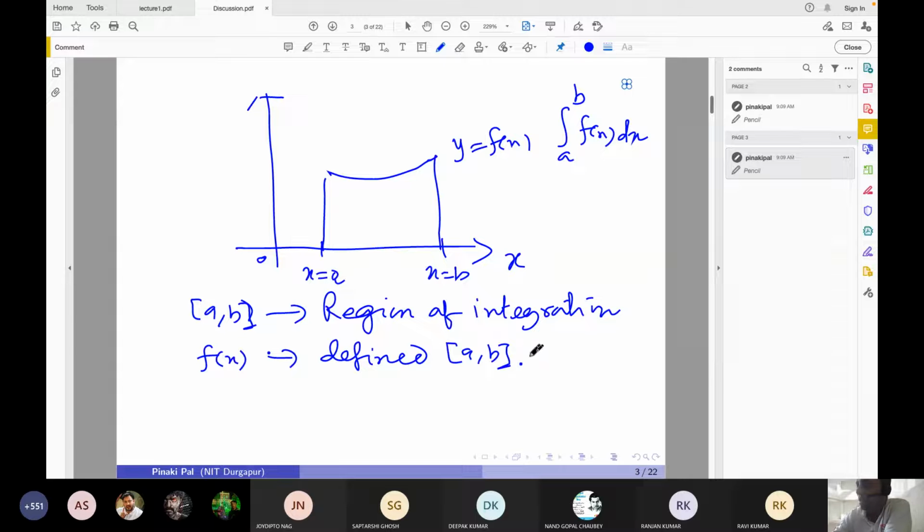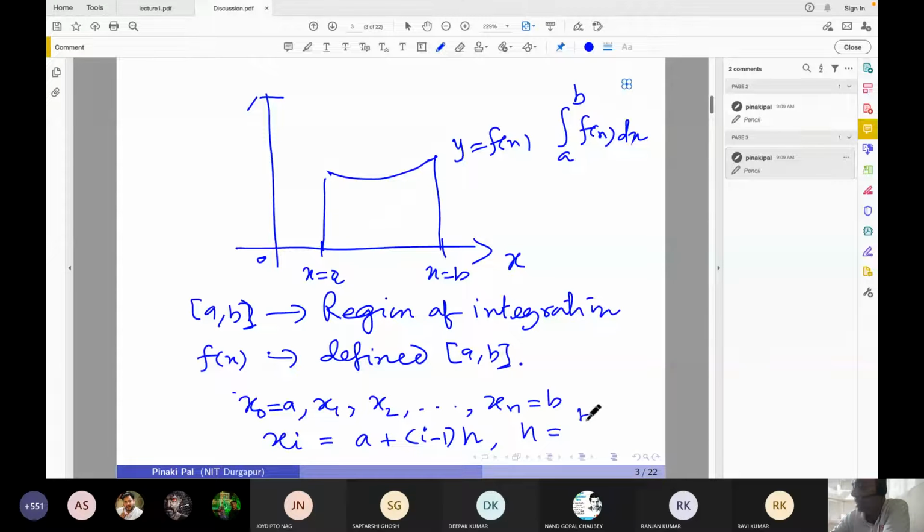And then how do we calculate this? What is the definition? This is equal to, so we basically first divide the interval A to B into a finite number of subintervals, by introducing the points x0 equal to A, x1, then x2, and so on, xn equal to B, and xi is equal to A plus (i minus 1) times h. And what is h? h is equal to (B minus A) by n. So this is the first thing we do.